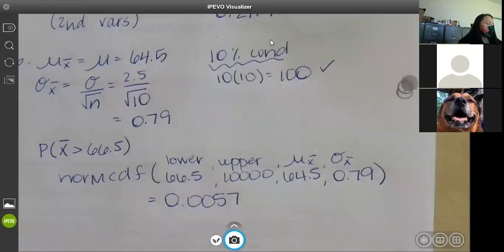So there is a less than a 1% chance that the mean height of a young woman from an SRS of 10 exceeds 66.5. So just make sure that you write that definition down, the SRS of 10. Okay. This next page is literally just fill in the blank. There's nothing to add to it. And then we got one more page after that, okay?